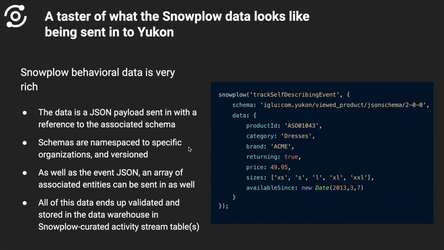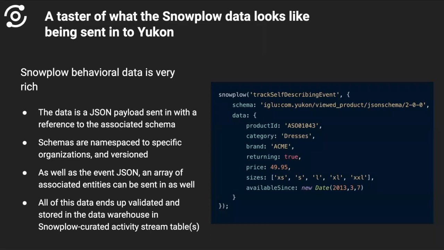Now, as well as the event JSON that I'm showing here, remember that an array of associated entities could be sent in as well. So for example, an entity that's describing the current shopping cart could be sent in with every event that's relevant as well. Now, all of this data flows through into Snowplow. It gets validated and it gets stored in the data warehouse, in this case in Snowflake, in a Snowplow curated activity stream table. So what do we mean by validation?